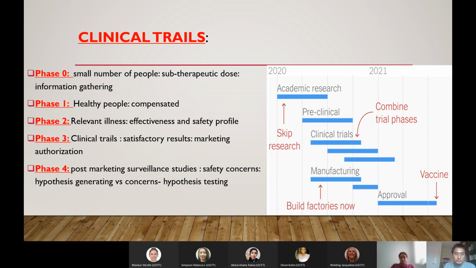Phase 4. To check the effectiveness and safety, just look for this word. If they say post-marketing, phase 4. If they don't mention anything about post-marketing, go to phase 2. So look at the clues. If they mention anything about hypothesis, go for phase 4. Is it clear? So when you look at the MCQ, always look for your magic words.